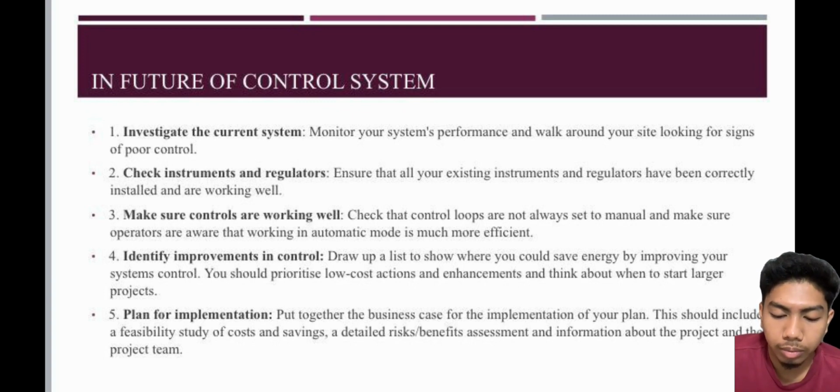Check the control loops are not always set to manual and make sure operators are aware that working in automatic mode is much more efficient. Number 4. Identify improvements in control. Draw up a list to show when you could save energy by improving your system control. You should prioritize low-cost actions and enhancements and think about when to start a large project.